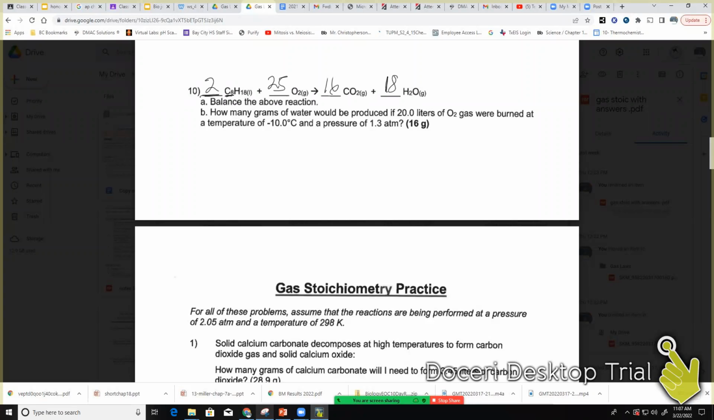How many grams of water would be produced if 20 liters of oxygen gas were burned at my temperature and my pressure? All right, so I have all this information about oxygen, and then I need to get that to grams of water. So on this one, it's not at STP. I can't use 22.4. So what are we going to use first on this? Stoichiometry or ideal gas law?